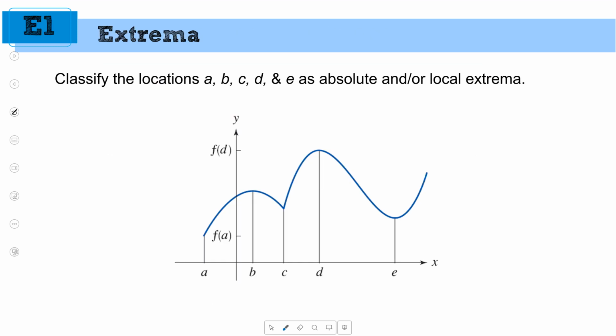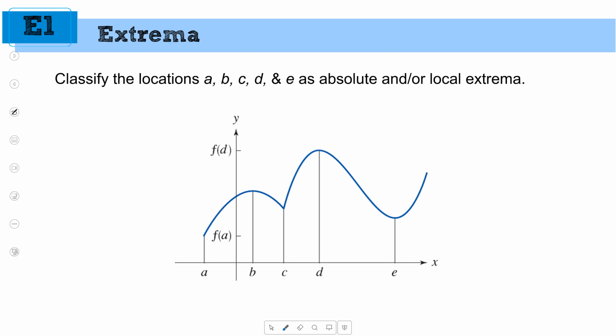Five points that I'm interested in. A, B, C, D, and E. Let's start with D. Kate. Is the point at D an absolute max, an absolute min, a local max, and or a local min?